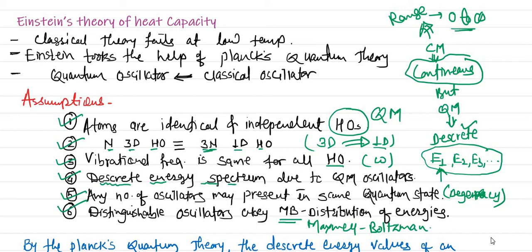For that purpose, Einstein made some assumptions initially. Some are the same as in our classical theory, but some are new. The first assumption is that atoms are identical and independent harmonic oscillators, as before. Second, N three-dimensional oscillators can be considered as 3N one-dimensional harmonic oscillators, because solving a one-dimensional problem is easier than a three-dimensional one, right? And again, we consider the same vibrational frequency, omega, for all the oscillators.